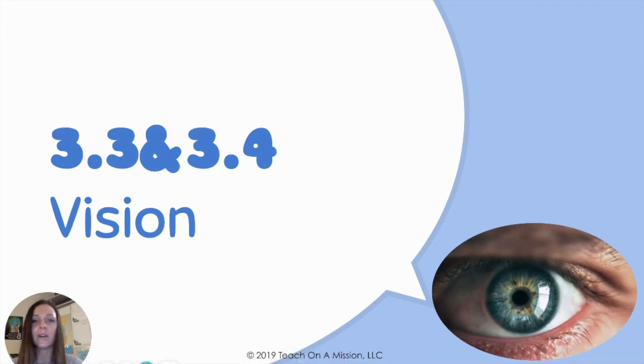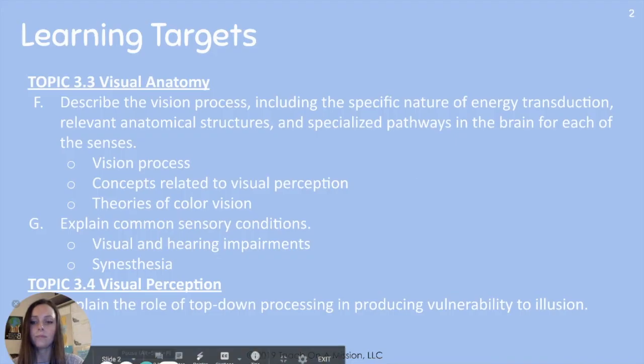Hey friends! Welcome to our third video for Unit 3, Sensation and Perception. We've watched 3.1, you watched 3.2, and now I'm back to give you 3.3 and 3.4, which is vision. So we're talking all things about the eye, the anatomy of the eye, how we're able to see different colors, why some people can see all the colors and some people can't. Let's get right into it.